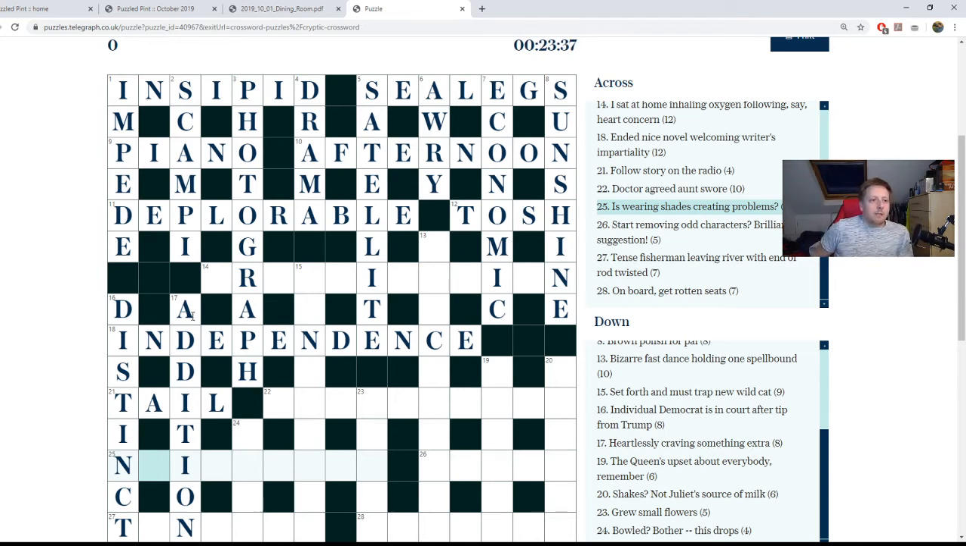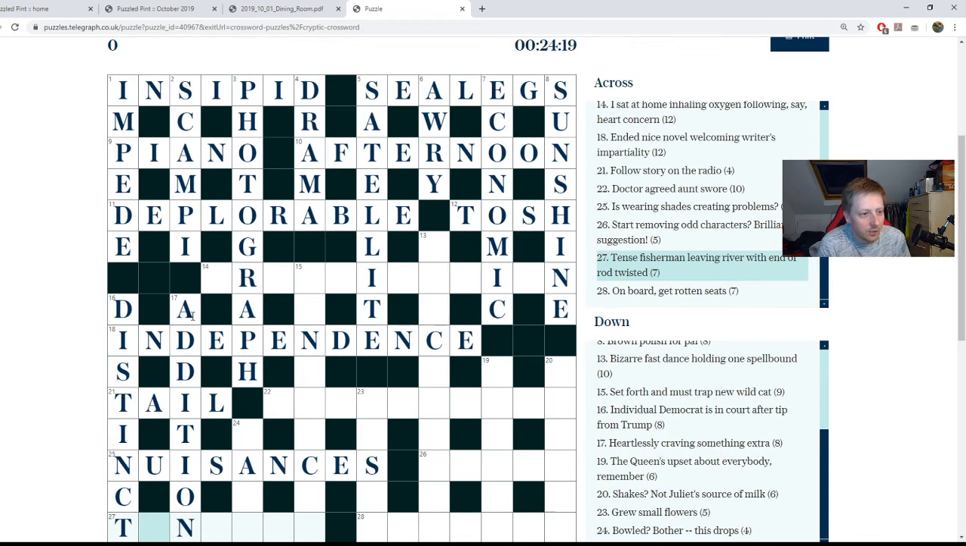25 across. Is wearing shades creating problems? Okay, so probably the word is inside something that means shades, and that makes creating problems. Nuisancing? Nuisances. There we go. So it's nuances with is in the middle. And those are problems. I went a bit quick there. Sorry. So is in nuances there.